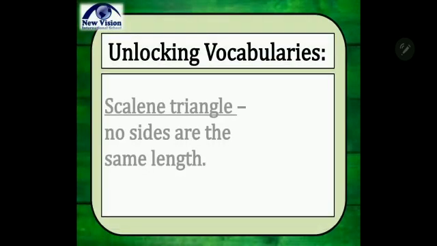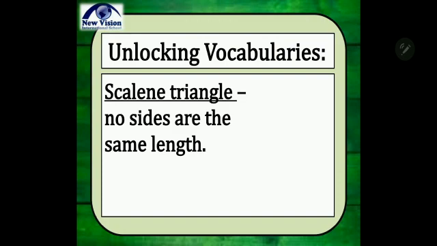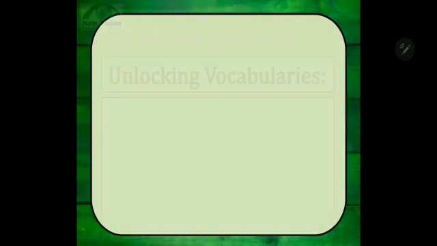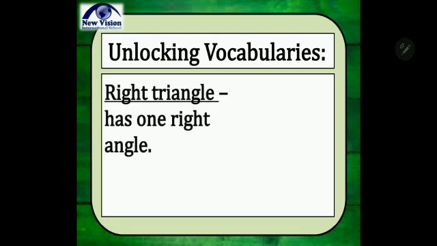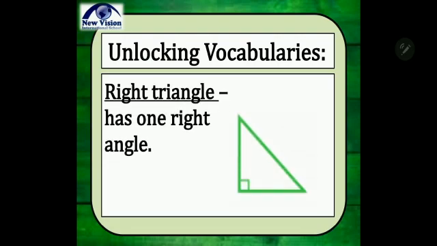Next, we have scalene triangle. No sides are the same length. So as you can see, this is different from this side and different from this side. No sides are the same length. Next, we have right triangle. A triangle that has 1 right angle. Again, when we say right angle, it forms a 90-degree angle.